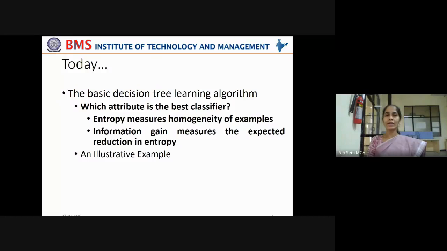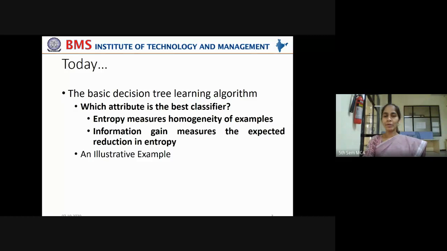Okay, you are able to recollect what we have done in the previous session by this introduction. Now let us proceed with today's concepts, the basic decision tree learning algorithm. In that, which attribute is the best classifier? How to determine which attribute is the best classifier, which can classify the training examples without any impurity, performing the classification in its pure form. Right, I'll tell you what impure and pure are.